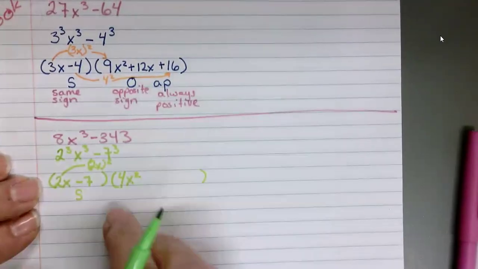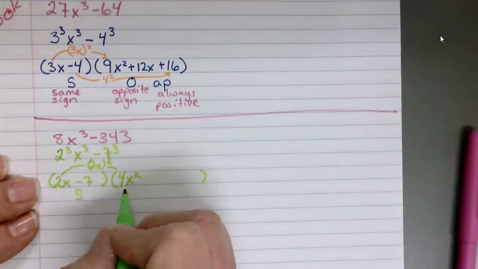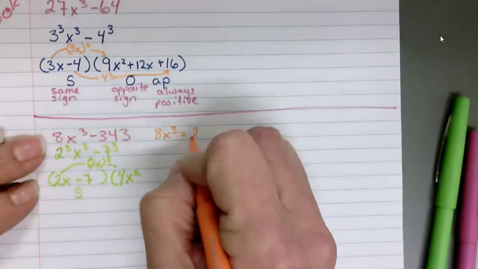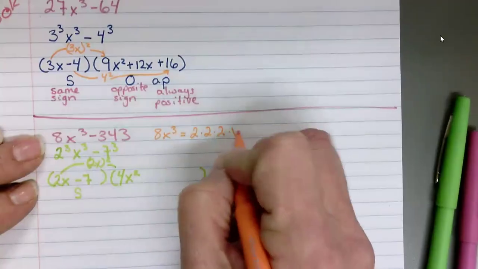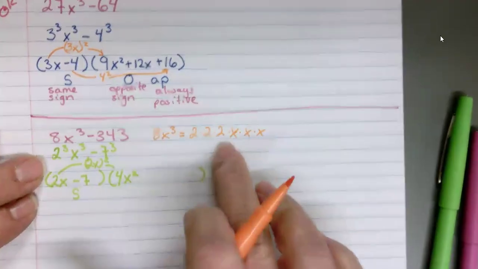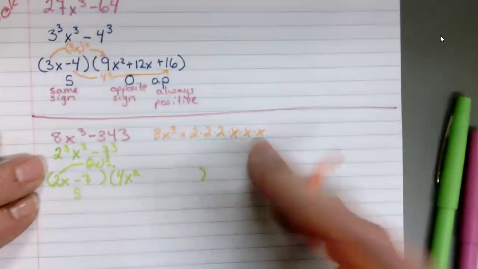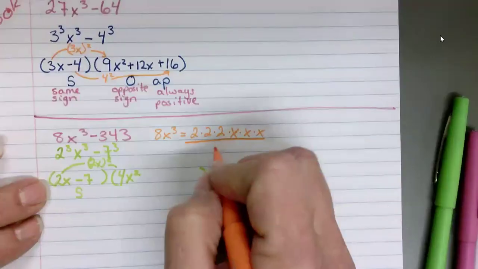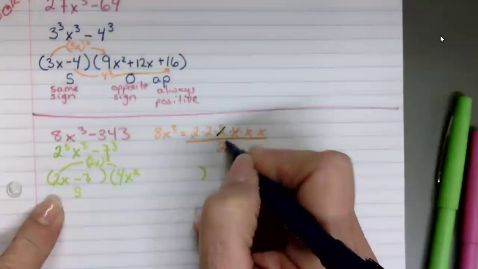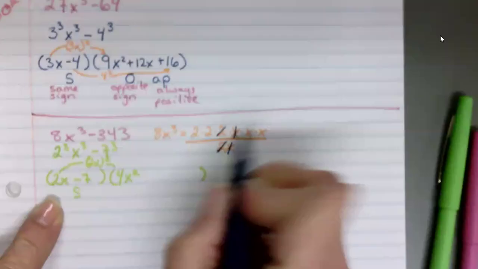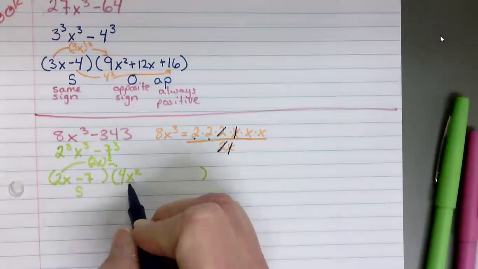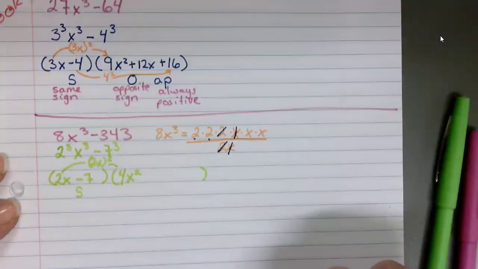Another way to think about how you're getting this 4x squared is if you think our 8x cubed is really 2 times 2 times 2 times x times x times x, right? 3 2's, 3 x's, all multiplied together. Then you divide that by the 2x that I'm taking out here. Well, that cancels, that cancels, that cancels, that cancels. I'm left with 2 times 2, which is 4, and x times x, which is x squared.